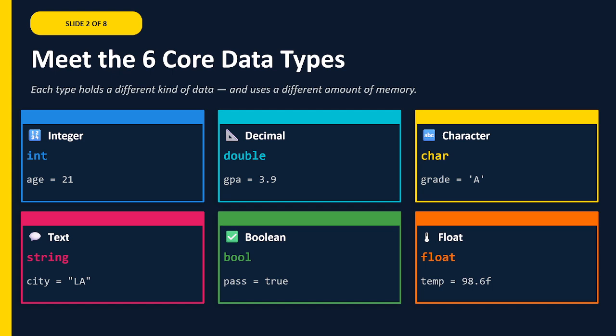Now, the different data types. First, int for whole numbers. No decimals allowed. Next, double, for decimal numbers. This is when you need precision. Char, for a single character, just one character. String, for text, a name, a sentence, a city, any sequence of characters. Bool, for true or false. That's it. Yes or no. And float, also for decimals, but less precise than double. It's used when memory is tight. Choosing the right type matters. The wrong box and your data won't fit.